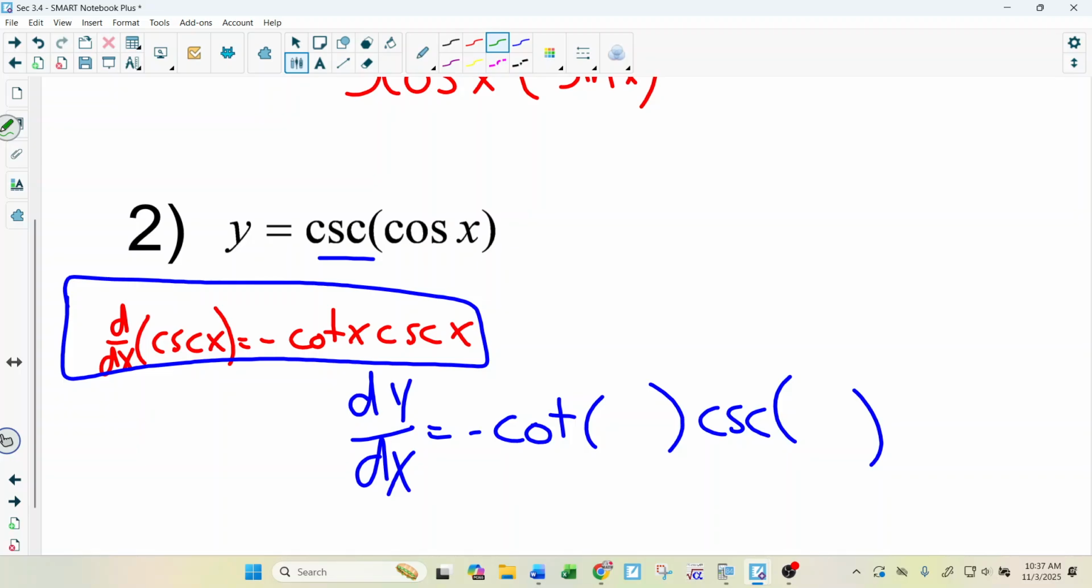The derivative of the outside with the inside what? Stays the same. So my inside is still cosine, times the derivative of the inside. And what is the derivative of the inside? Negative sine. And we're not going to do anything more with that at this point.